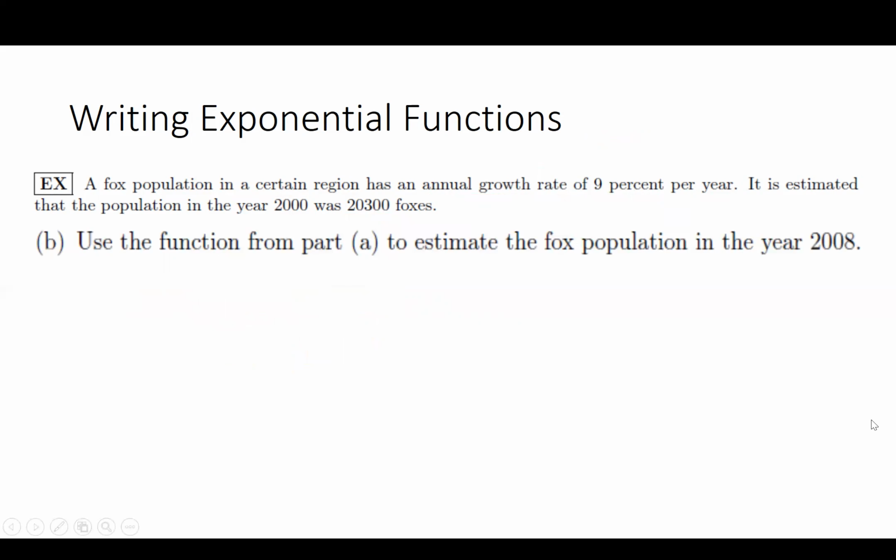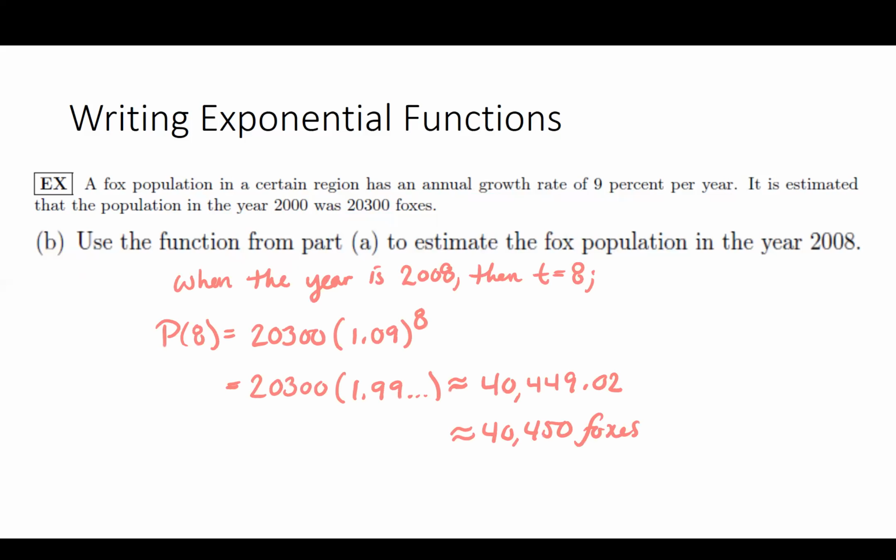So we're going to use the function from part A to estimate the fox population in the year 2008. In the year 2008, we have the T value being equal to 8. So all we're doing is plugging the x value in as 8. That's actually our t value. That's going to be P of 8.